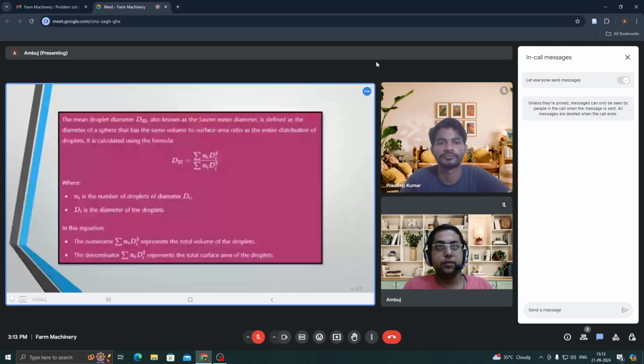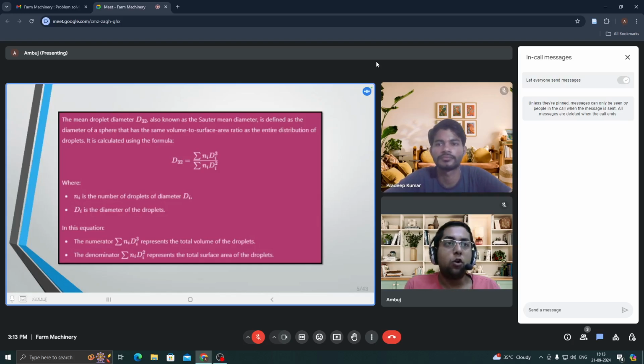Moving forward, these are the different mean droplet diameters. First one was D32, which we calculated in this particular question. It is also known as the Sauter mean diameter. It is defined as the diameter of the sphere that has the same volume to surface ratio as the entire distribution of the droplets. So that is the exact definition of Sauter mean diameter.